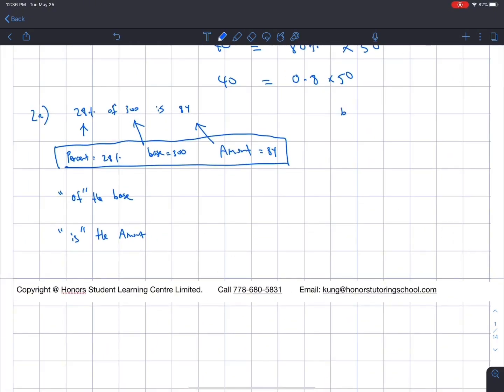B. 120 is 30% of 400. So percent is going to be 30%. It's always going to be of the base, so of the total amount. So the base here is 400 and the amount is 120.